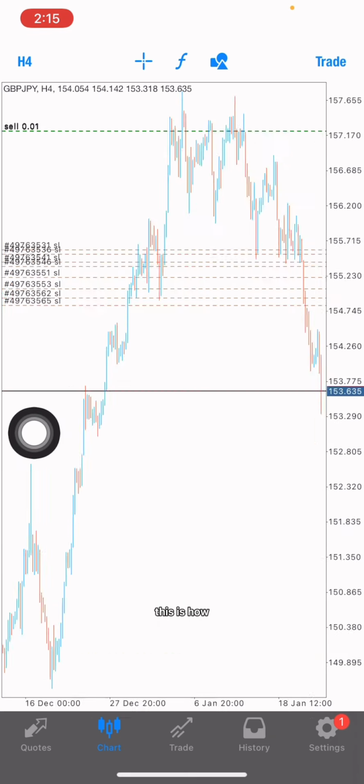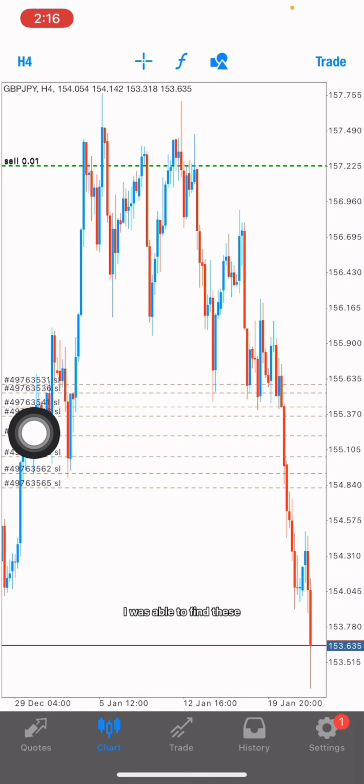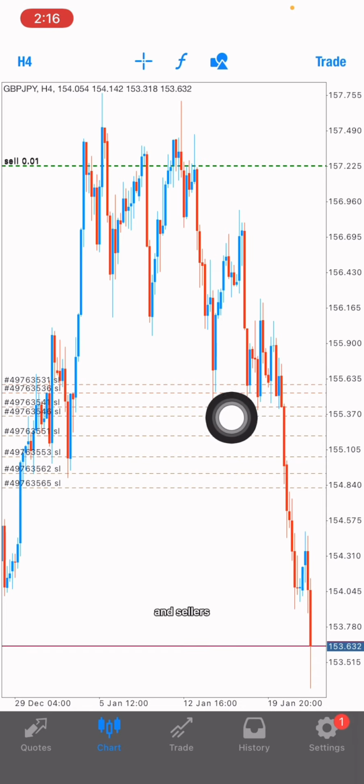So guys, this is how I was able to find these good entries, and by use of also the RSI, the relative strength index. It shows you if the market is overbought or oversold, or who has more energy in the market. The good definition for the RSI is it just shows you strength from the buyers and sellers, or if buyers are too many in the market or sellers are too many in the market. So guys, this was just very simple.